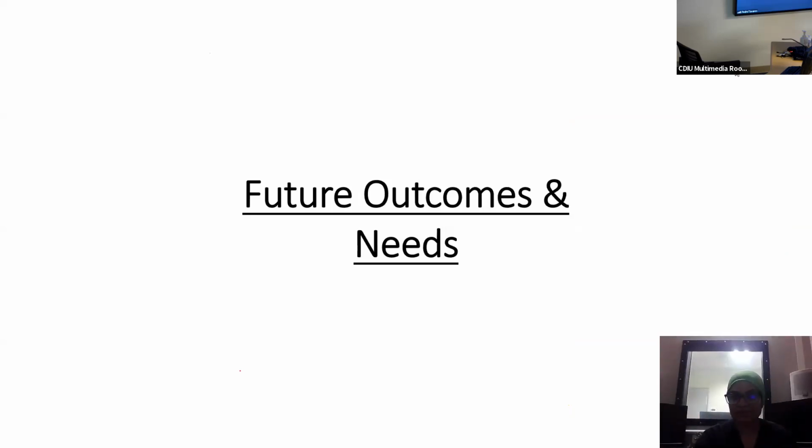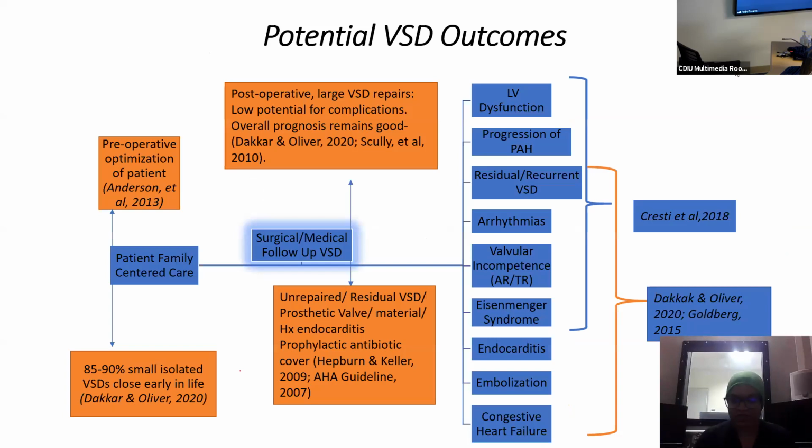Future outcomes and needs. Potential VSD outcomes. Centered around any management strategy is the patient and family. Between 85 to 90% of small isolated VSDs close early in life. These individuals go on to contribute well within society. Patients with moderate to large VSDs may have growth and developmental difficulties, thus surgical repair is recommended.